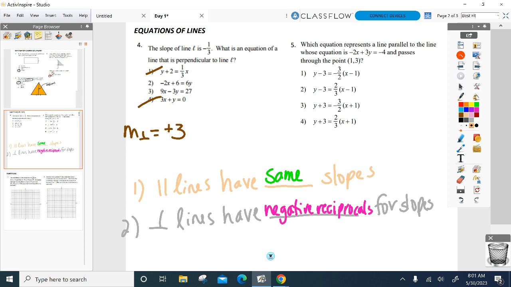Move everything over, get y by itself. You got it. You got it. Expecting big things out of this group right here. Just got to put in the time. If the only time you're going to prepare is in class, we're in trouble.